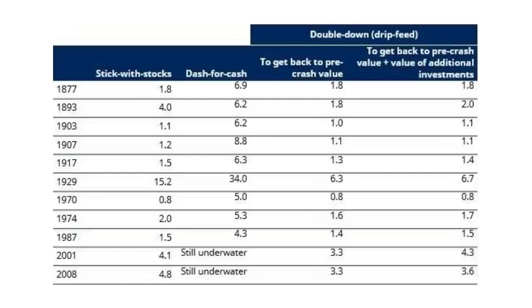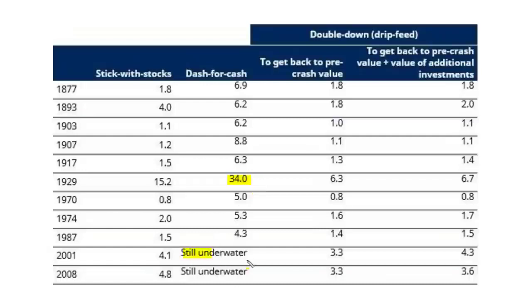So let's highlight some key figures here. The first one is, I think, the dash for cash. Look, if you had exited the market, even at 25% down, how long it took you, because of cash rates and things like that, to get your money back. It took a very, very long time to get your money back. 34 years. I mean, that's just terrible.